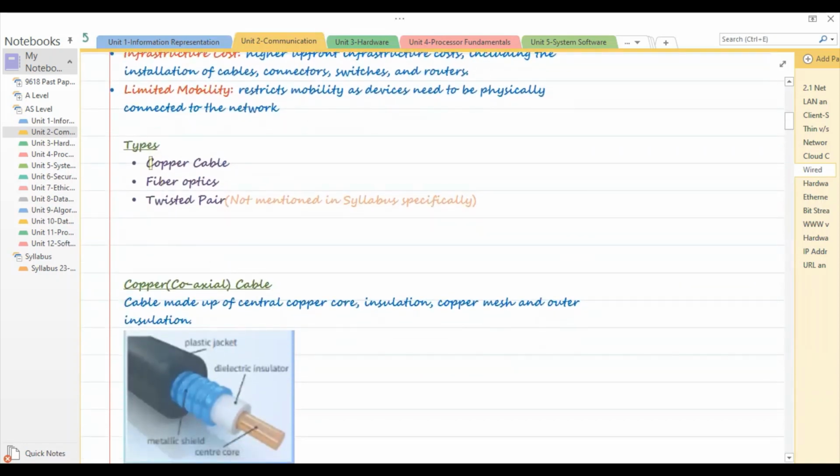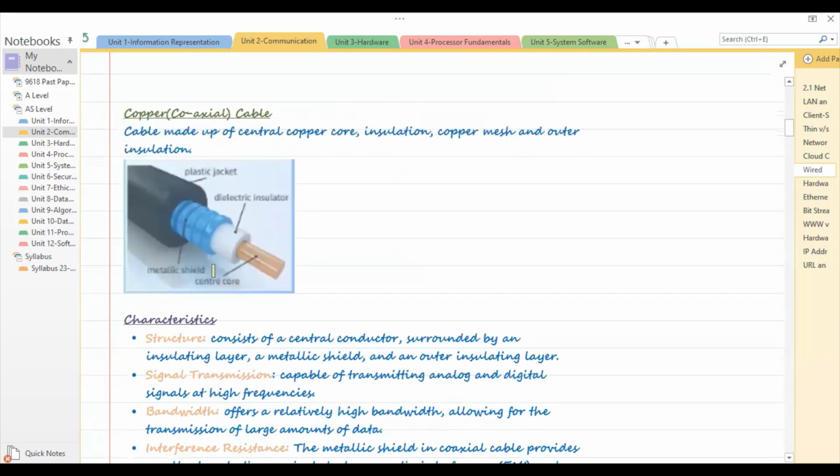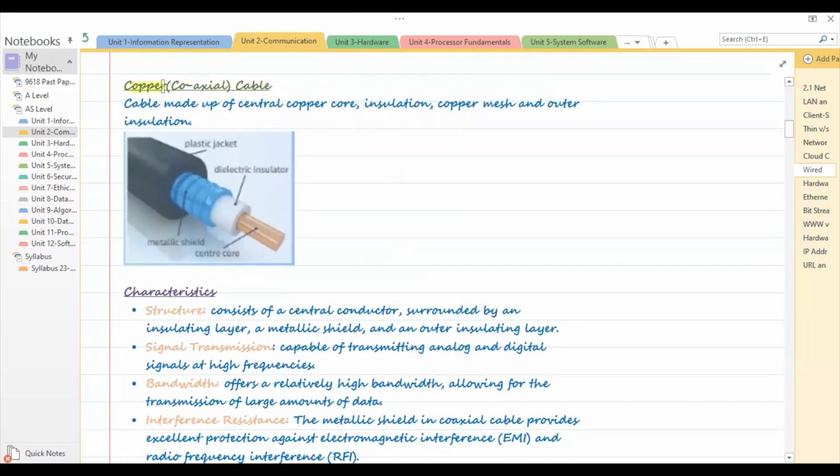So in your syllabus, it is mentioned that you should understand copper cable and fiber optics. However, there is another cable type known as twisted pair. It's not specifically mentioned in your syllabus, but we'll cover it for your better understanding, right? So let's understand what is copper cable. It's also known as coaxial cable, right? So you must have seen this type of cable in your cable TV connections, by which you connect your device with your dish TV. So you must have seen this type of cable, right?